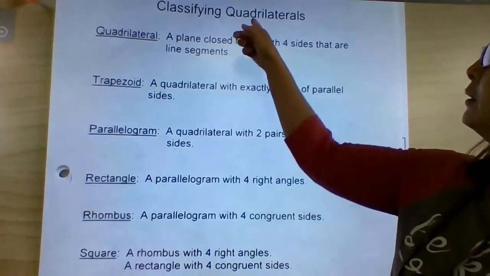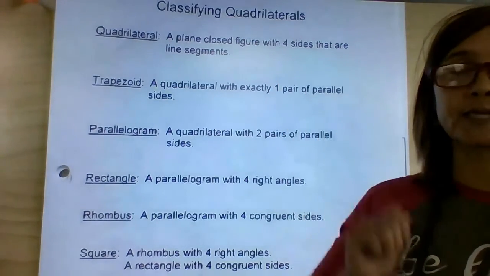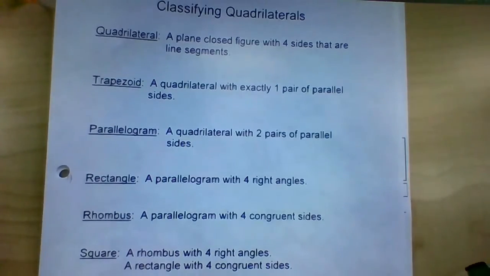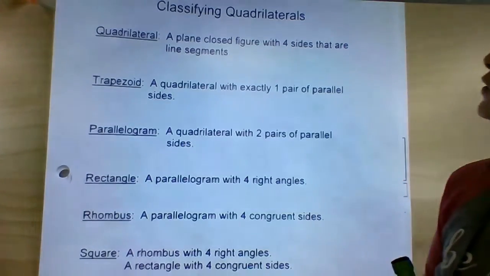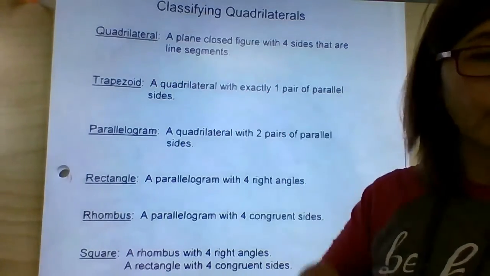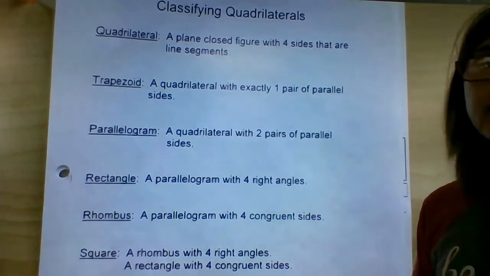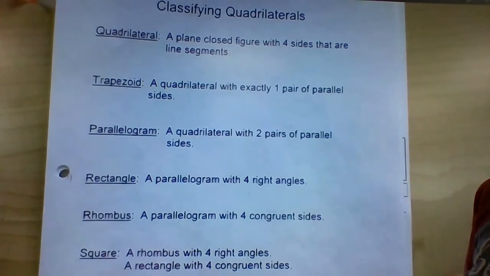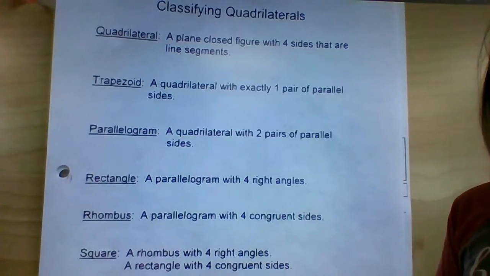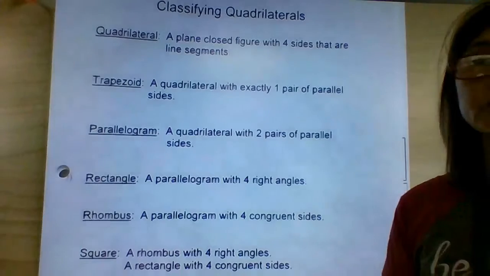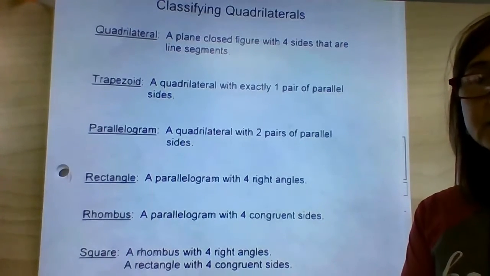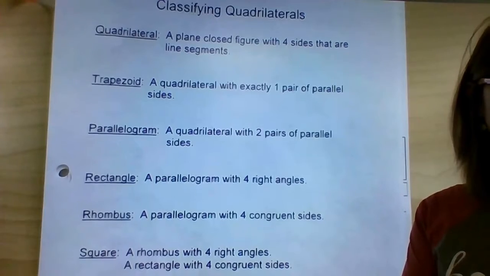All right, so today's lesson is about classifying those quadrilaterals, which are polygons that have four sides, okay, and four angles. So we're going to look at some of these quadrilaterals. So the first one is just, what is a quadrilateral? A quadrilateral is a plane, meaning that 2D, so that plane closed figure with four sides that have those line segments. So any shape that you see that has those straight lines, those line segments, and it has four sides, that is a quadrilateral, okay?